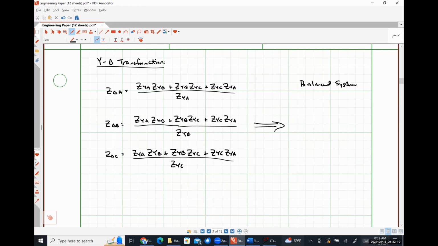You're 100% correct. So Z delta, we could look at this formally here, right? So we'd have ZY squared plus ZY squared plus ZY squared, which is going to look like 3 ZY squared all over ZY, which is just 3ZY. 100% correct. And once again, it's literally just the exact opposite of what we got for the other transformation.